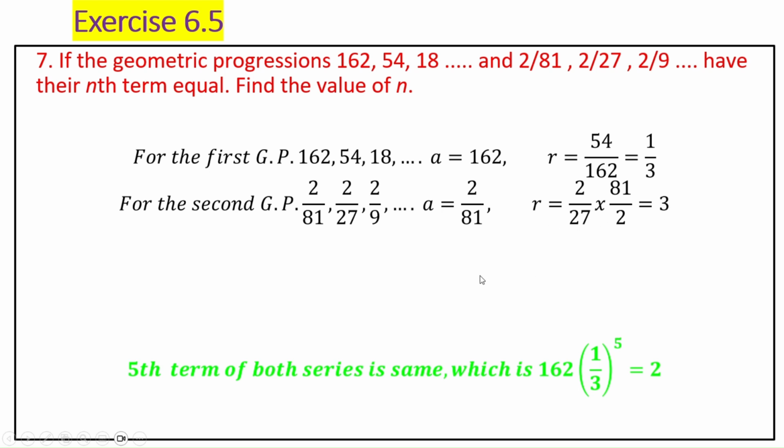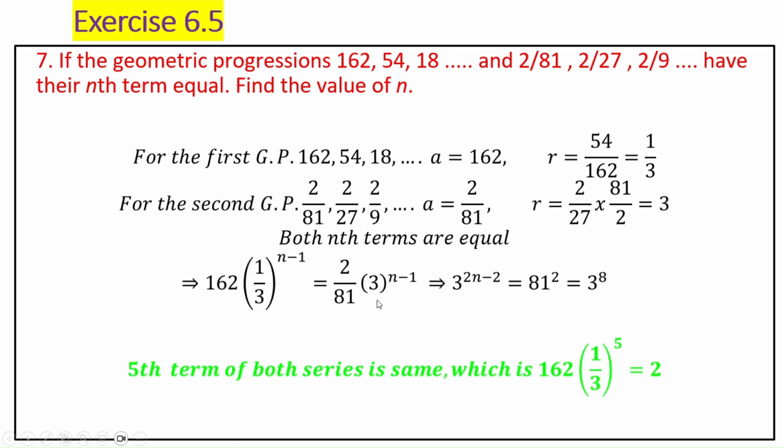We just equate the nth terms of both geometric progressions. So 162 into 1 by 3 whole power n minus 1 is equal to 2 by 81 into 3 to the power of n minus 1. If you take 3 to the power of n minus 1 to the other side and the constants to this side, it becomes 3 to the power of 2n minus 2 equal to 81 square, that is 3 to the power of 8. So 2n minus 2 is equal to 8, or n is equal to 5.